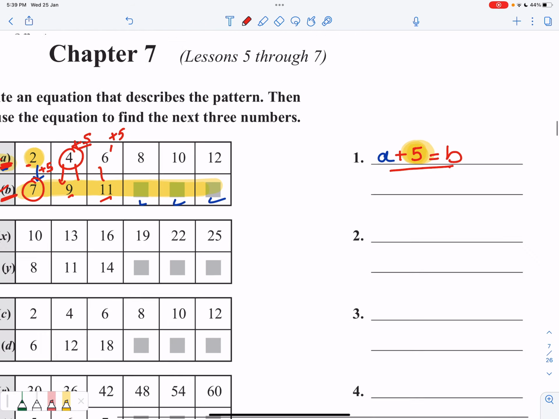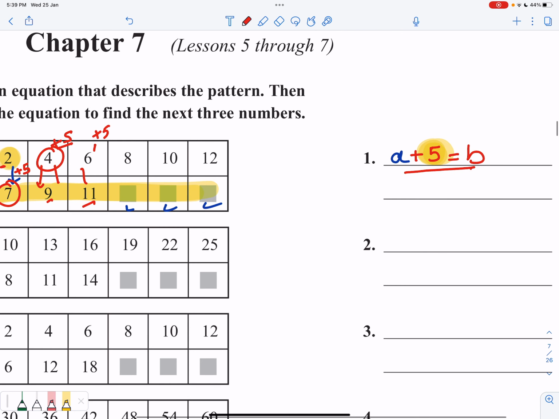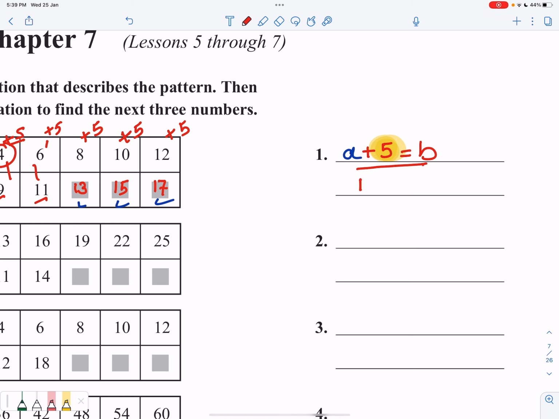So now we can find the next three terms. 8, we need to add 5 to that to get to the output. So 8 plus 5 would be equal to 13. Then 10 plus 5 equals 15. Then we have 12 plus 5, that would be equal to 17. So the next three terms are 13, 15, and 17.